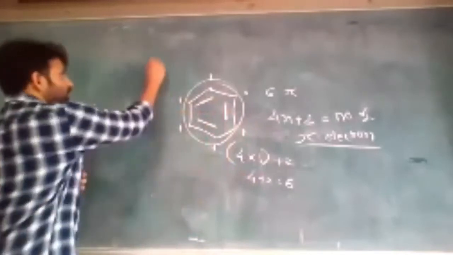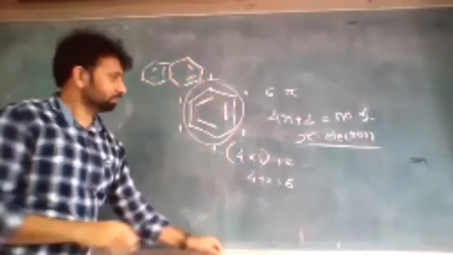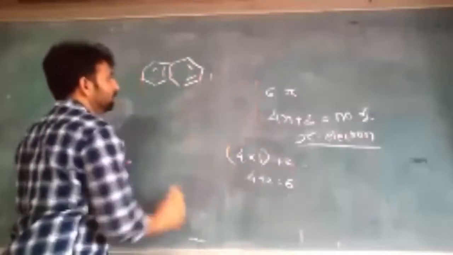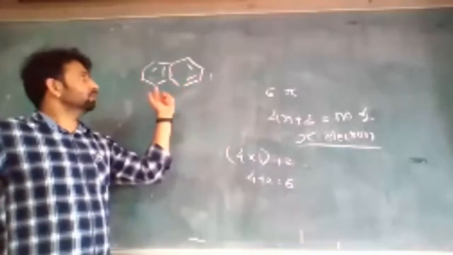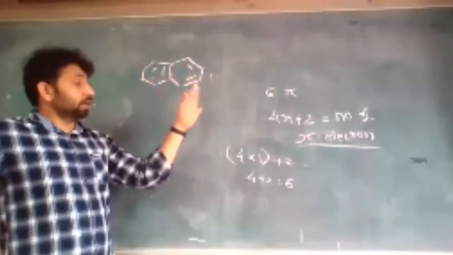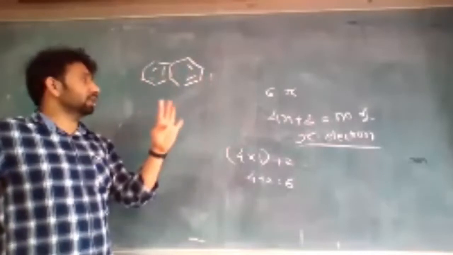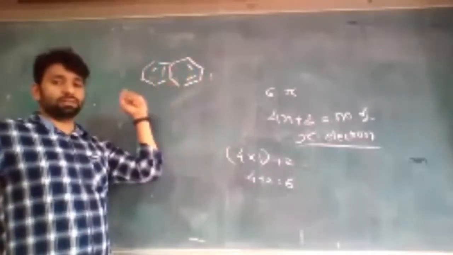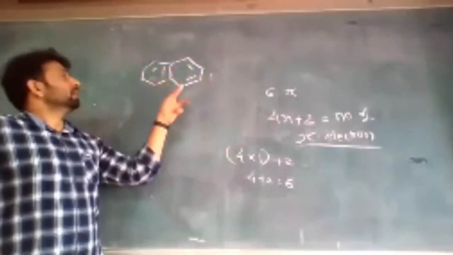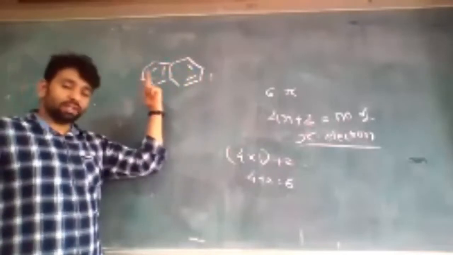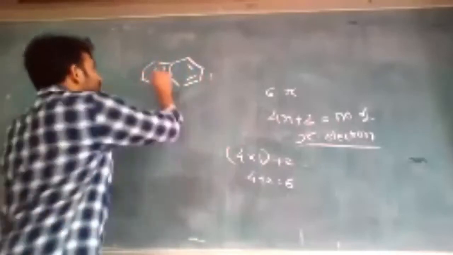If you take an example now, what is the name of this compound? Naphthalene. Okay, yes, it is naphthalene. Can you apply the three criteria for the fulfillment of aromaticity? First is the cyclic nature. Is this structure cyclic? Yes, sir. Okay, very good. Then second, is there an alternate double bond present? Yes, sir.